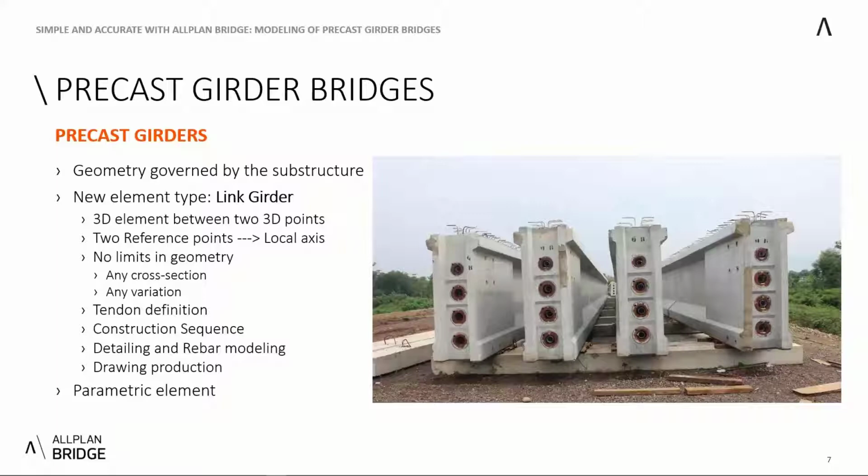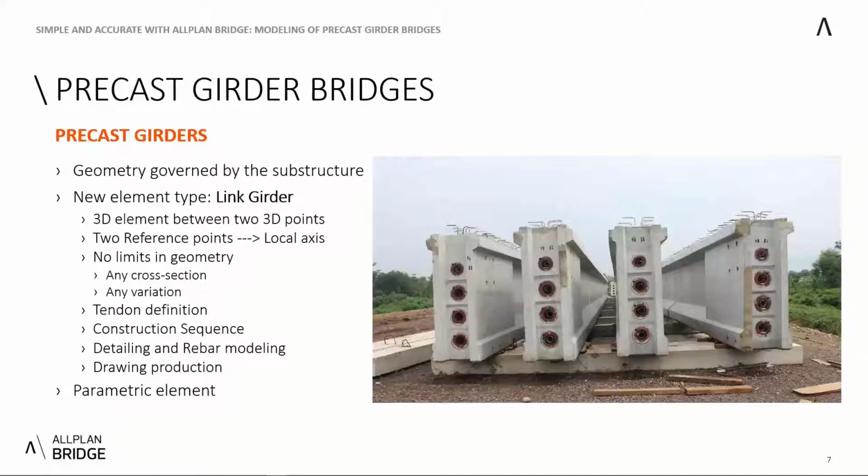For easy but precise modeling of precast girders, we have implemented a new element, which is called a link girder. Same as for precast girders in the physical world, a link girder is a straight element. In one simple description, we could say that the link girder is a linear, or let's say straight, 3D element between two 3D points. These two 3D reference points, or geometric positions, define the virtual and local axis which is used for the calculation of their geometry.